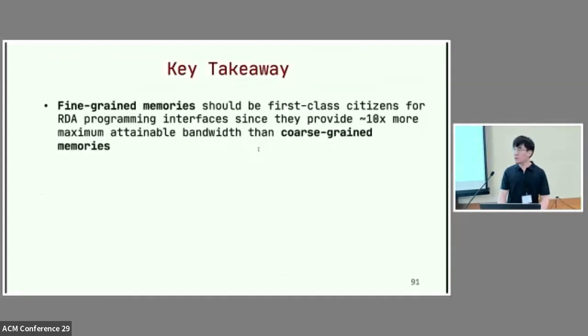Overall, the key takeaway for this talk is that fine-grained memories should be first-class citizens for accelerator programming interfaces, since they provide more than 10x maximum attainable bandwidth compared to coarse-grained memories such as on-chip SRAMs or DRAMs.